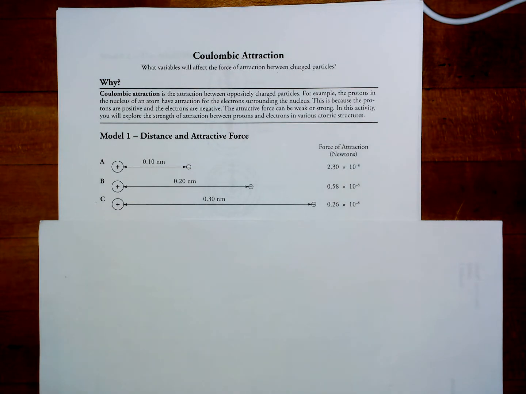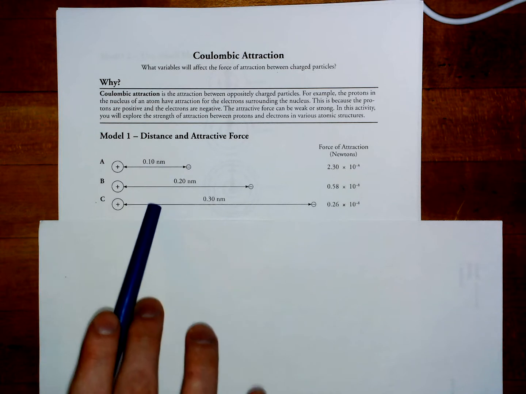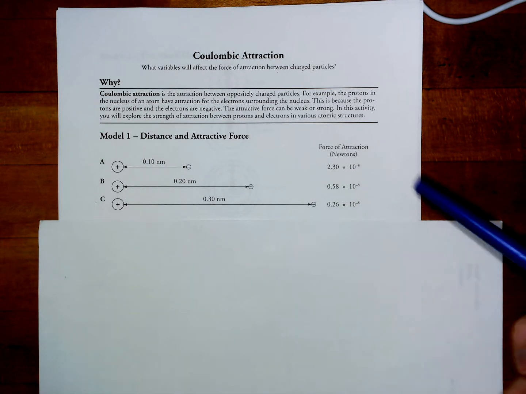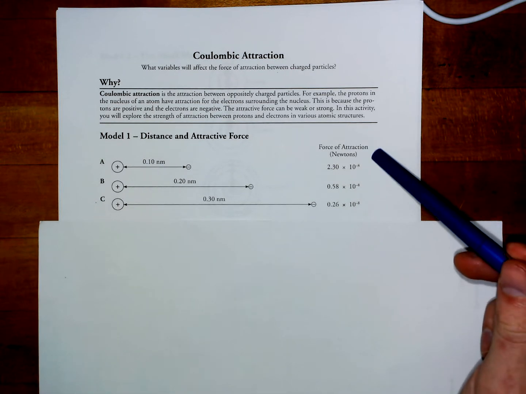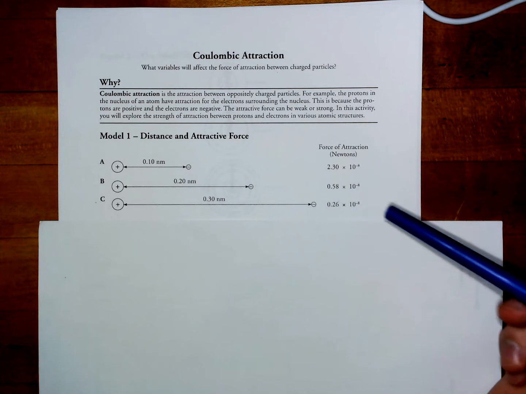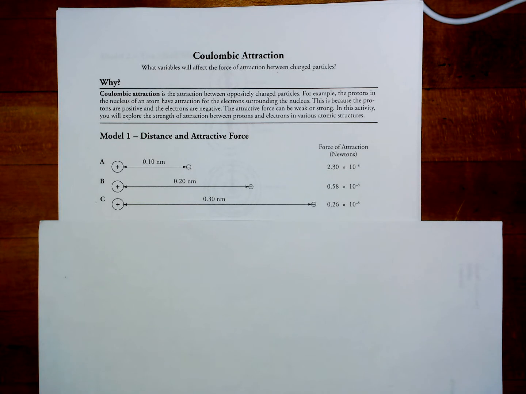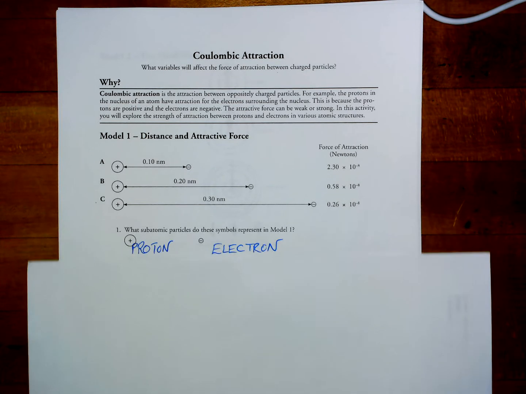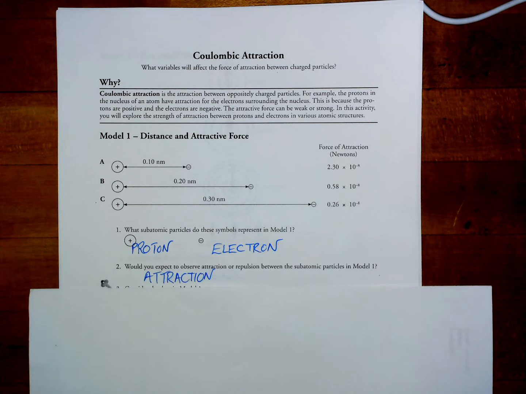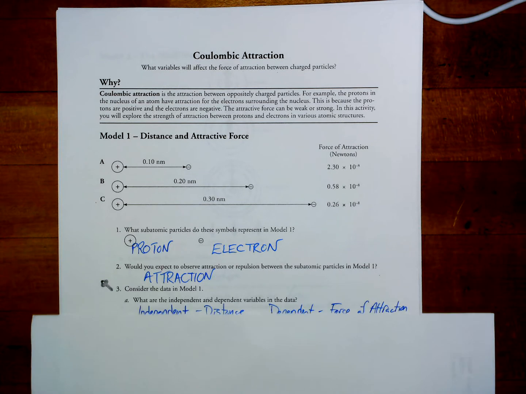different distances apart. You can see that as that distance goes up, the force of attraction, which is measured in newtons, the SI unit of force, is becoming smaller and smaller. As two charged particles get farther apart, their attraction decreases. So the positively charged particle is a proton, the negative one is an electron. I would expect a force of attraction there because opposite charges attract.